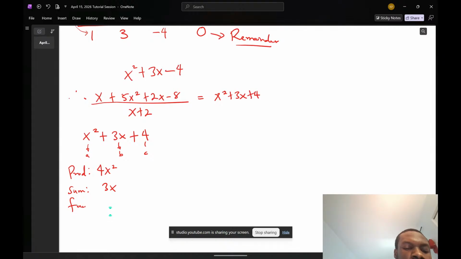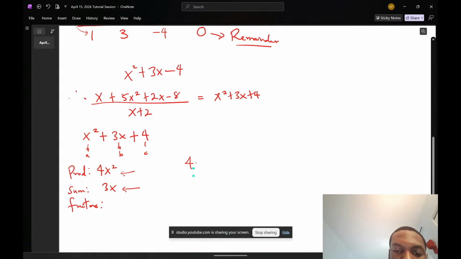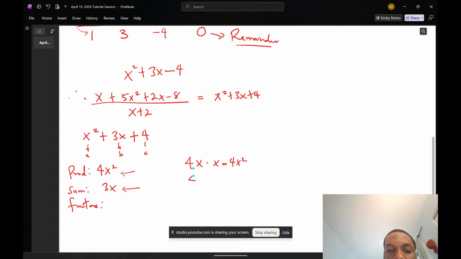So we are going to look for two factors that if we multiply those two factors together, will give us 4x squared. And if we sum those two factors together, will give us 3x. So I will say that 4x times x will give us what we are looking for. 4x times x will give us 4x squared. 4x plus x will give us 5x. So this is not correct.